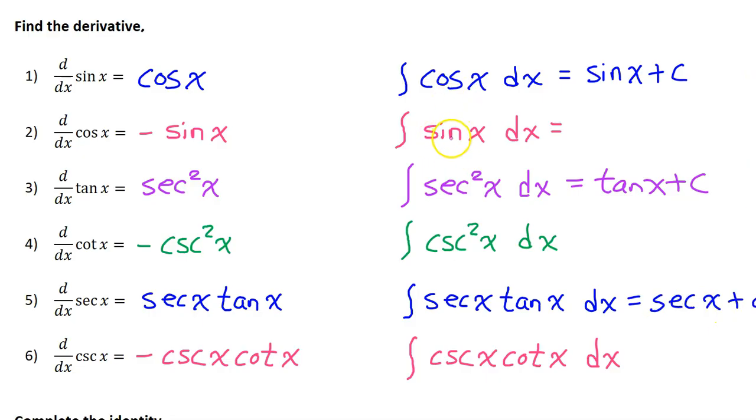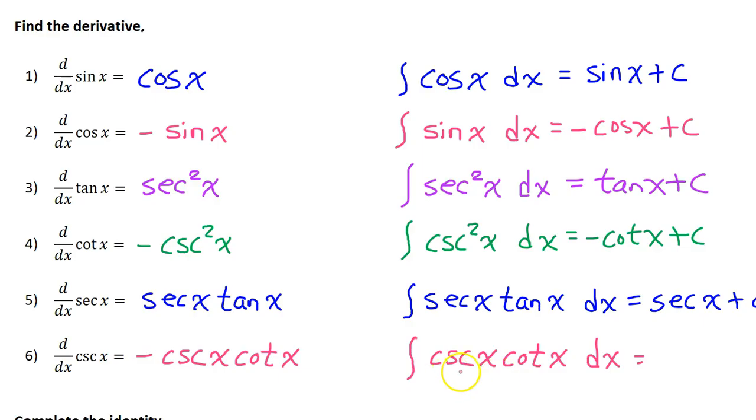Similarly, the derivative of what will give you sine x. We know the derivative of cosine is negative sine x, so the derivative of negative cosine x will give you positive sine x. The derivative of what will give you cosecant squared x. The derivative of cotangent x will give you negative cosecant squared x, so the derivative of negative cotangent will give you positive cosecant squared x.